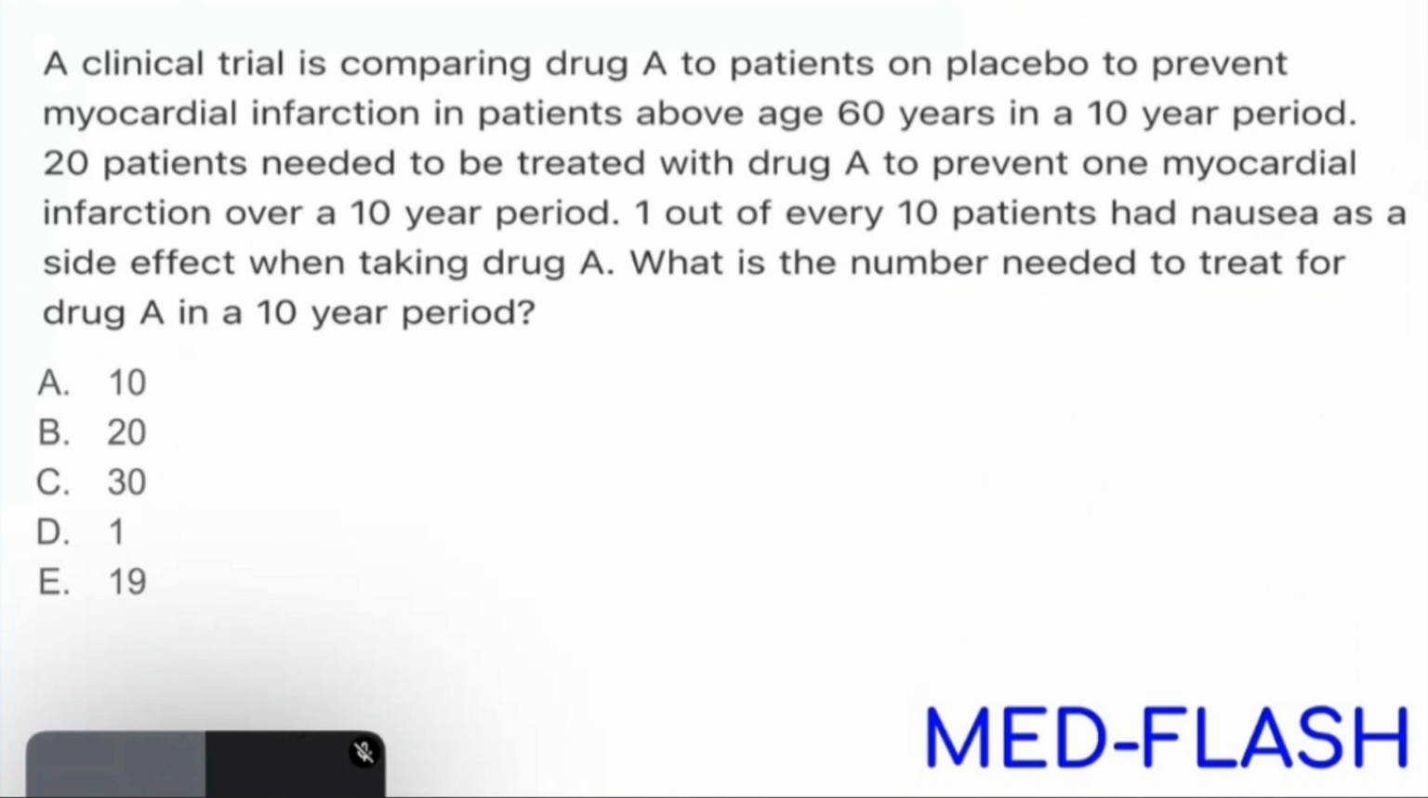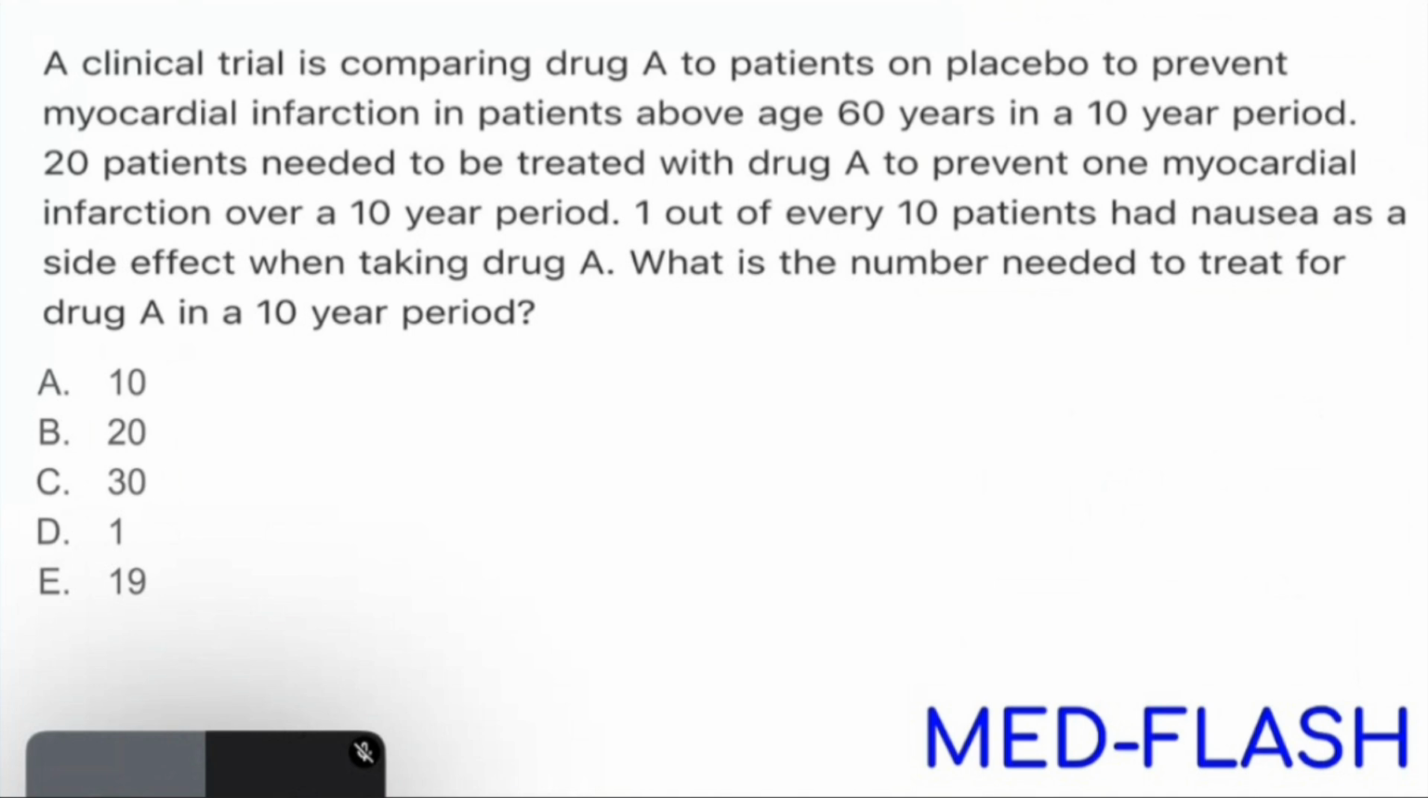And since these 20 patients were given drug A to prevent one myocardial infarction over a period of 10 years. So out of these 20 patients who have been given drug A, one case of myocardial infarction is being prevented in a period of 10 years. So I don't need to read anything further. What is the number needed to treat for drug A in a period of 10 years?